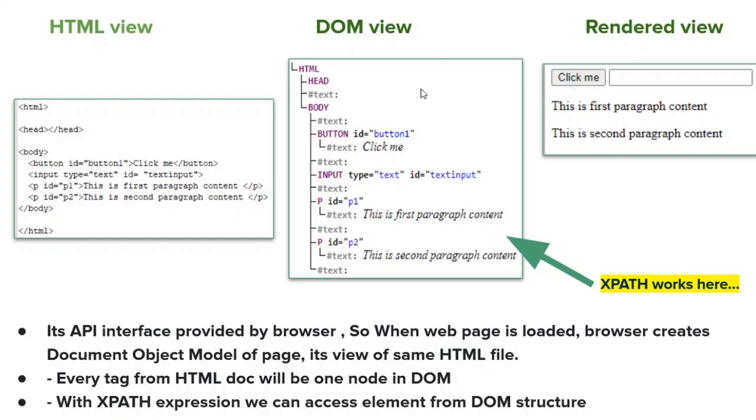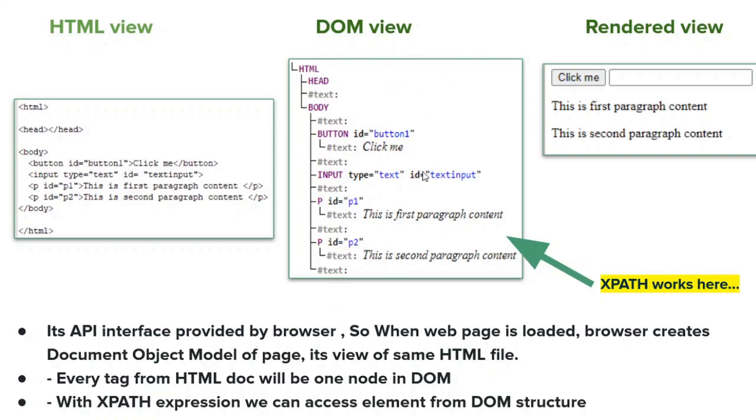So our XPath basically works on the DOM view. XPath we cannot use directly on the HTML view. With an XPath expression, we can access elements from the DOM structure. By using an XPath expression, we can navigate through these nodes and find that specific web element. For example, if I want to find this paragraph, what is the ID? P1 is the ID for this paragraph. So this is the paragraph content. By using an XPath expression, we can navigate node by node and find any web element present on that HTML page by using the DOM view.